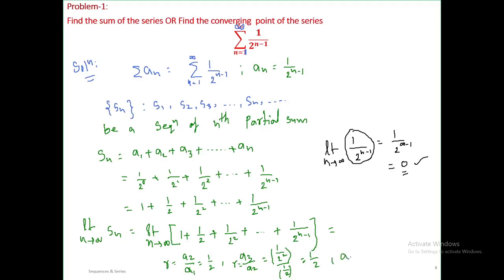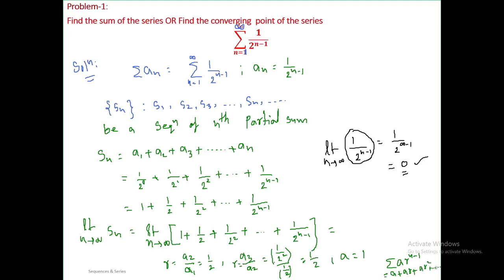And what is the first term? A will be 1. What is a geometric series? The series a·r^(n-1), right? So this is a geometric series. The first term is a, the second term is ar, then ar square like this, plus up to so on. So this is a geometric series. Okay. So clearly this is a geometric series.